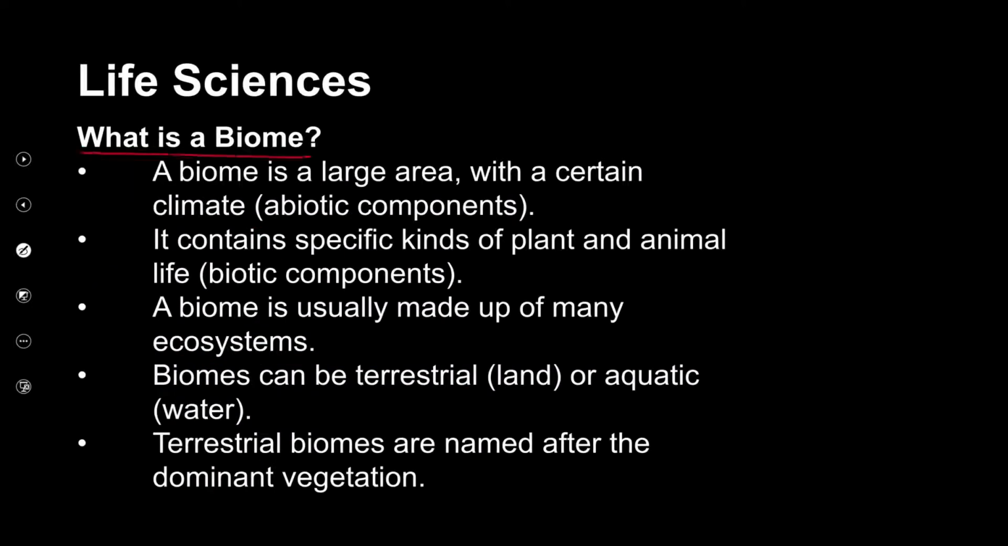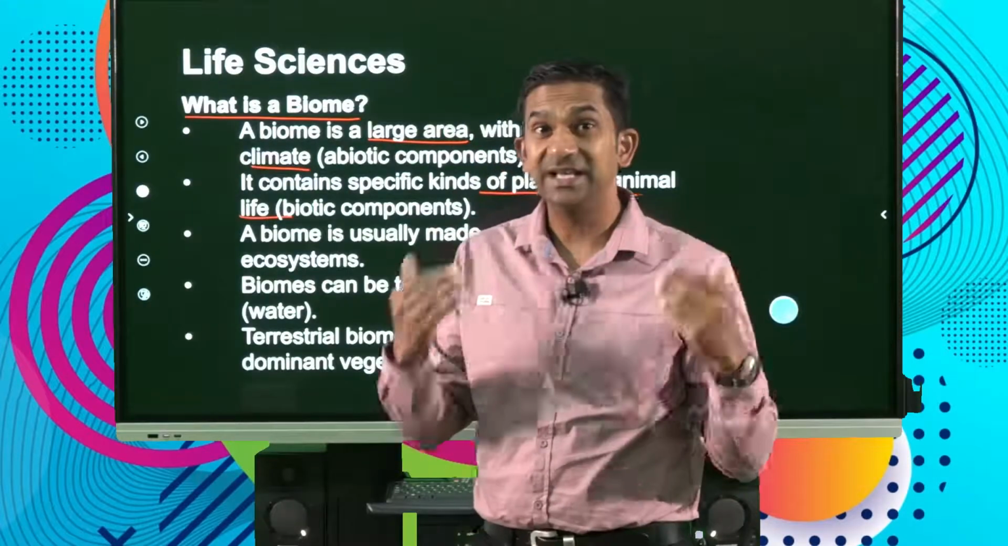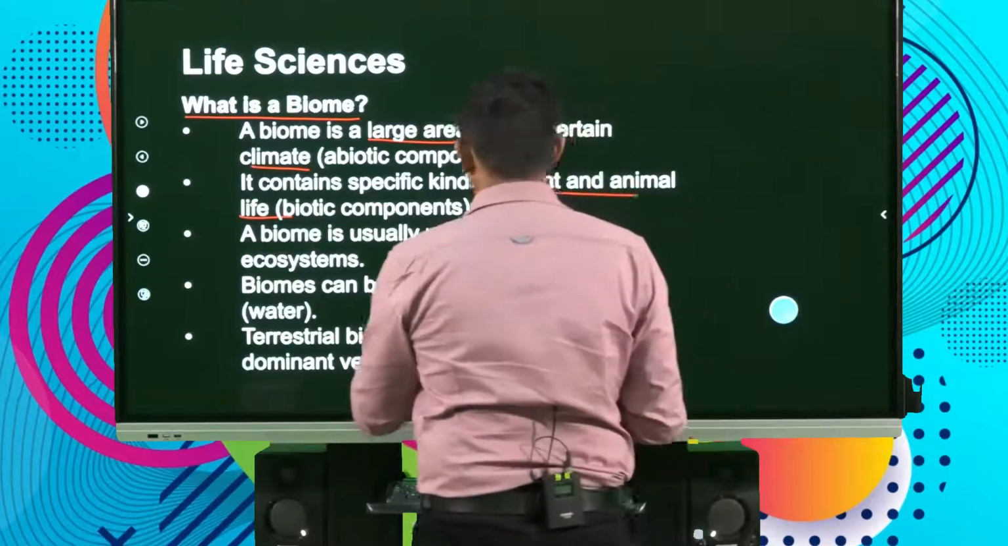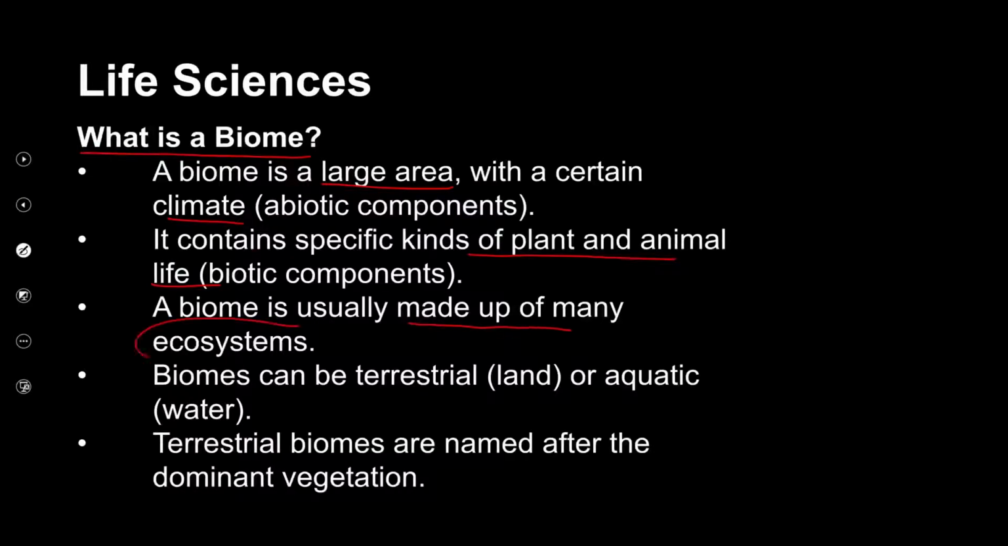As we get into the lesson and we unpack what biomes are and the different types of biomes, it's important that we recognize what a biome is. A biome is a large area with a certain climate, which is the abiotic component. Also, it refers to the specific kinds of plants and animals that are found typically in that area. So biomes are often distinguished by the type of plant and animals that are found in that area. A biome is usually made up of many ecosystems. So we have many ecosystems forming part of a biome.